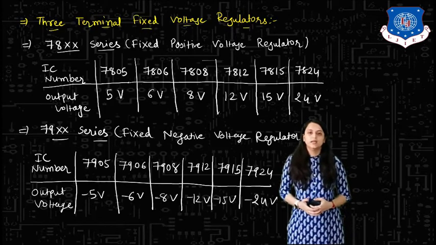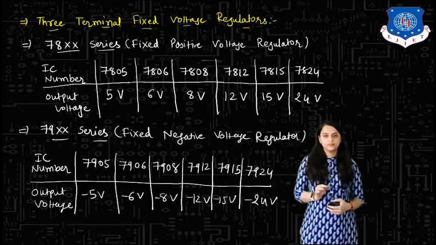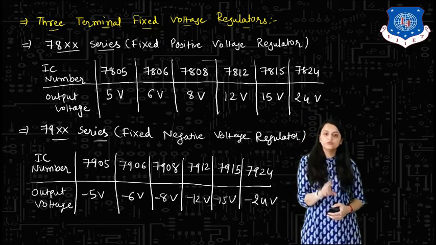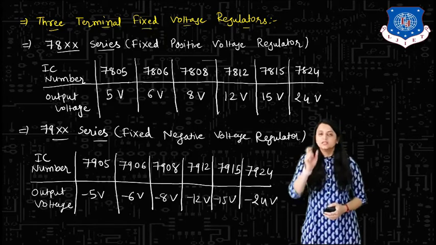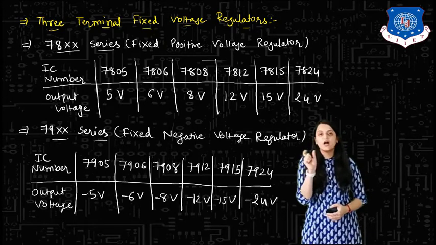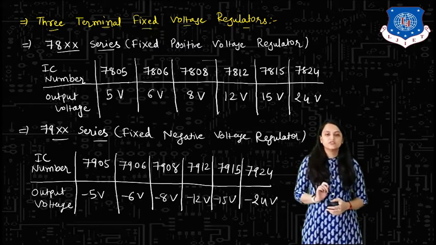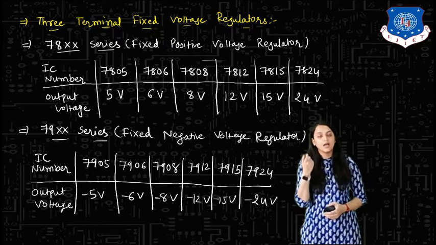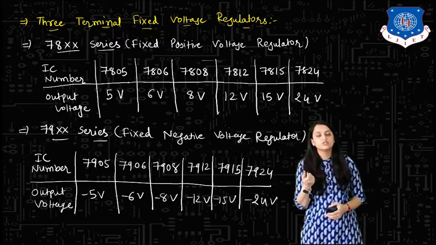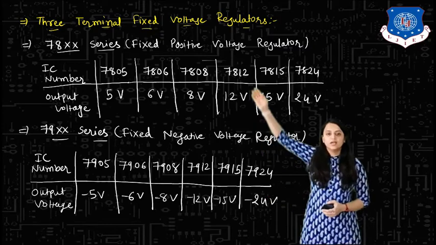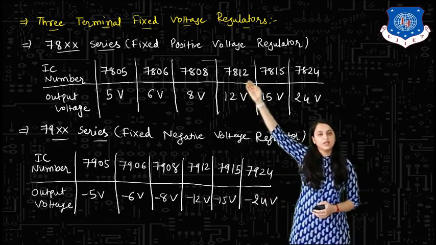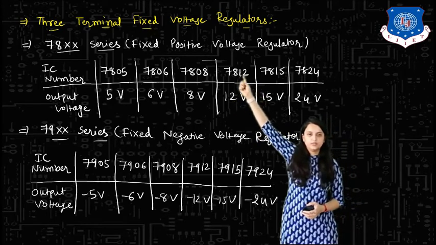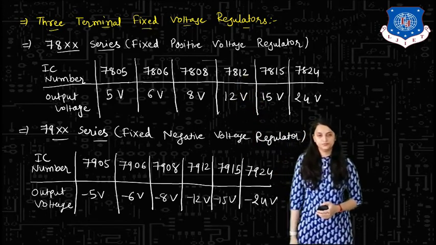Now, let us see the three-terminal fixed voltage regulators. In the ICs, the 78XX series will give you fixed positive voltage output. The last two digits XX give the output voltage value. As you can see from the table, IC number 7805 indicates that the output voltage value is 5 volts. Same way, IC number 7812 gives the output voltage 12 volts. That means the last two digits give the output voltage value.